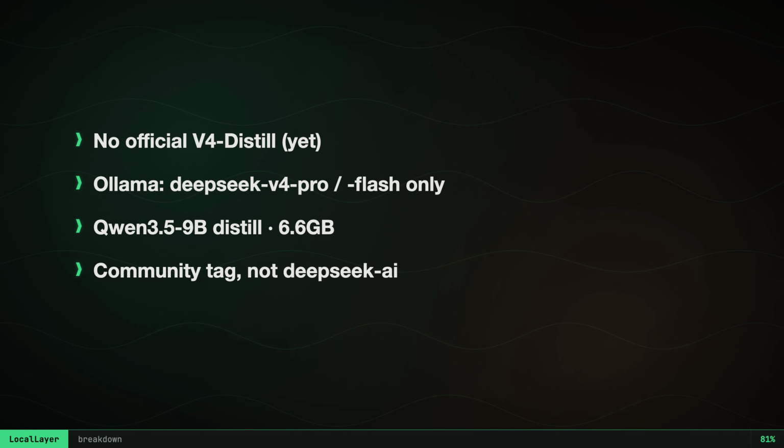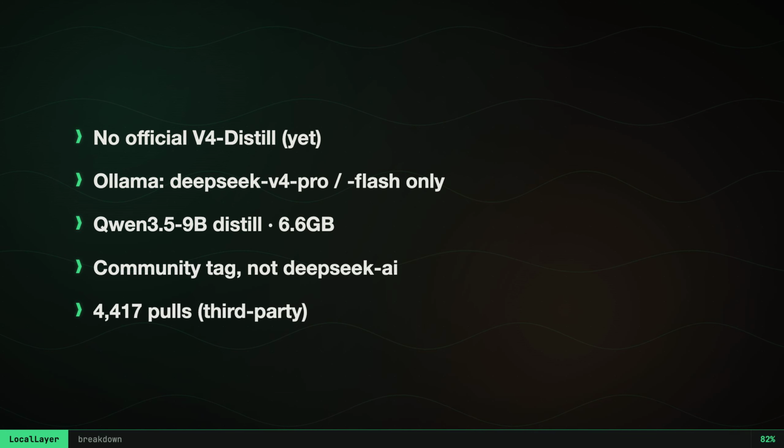Ollama lists it with a plain community tag, not a deepseek-ai namespace, which is the same verification habit worth carrying over from the malware warning. Third-party distills like this one update faster than official releases too, since there's no internal review cycle to wait on.